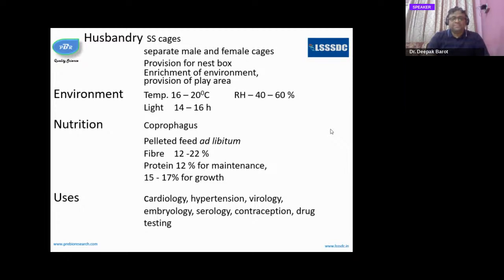Their feed, when you supply it, you have to make sure that it has 12 to 22% of fiber and minimum 12% of protein for their maintenance. And if they are in a growing phase, then up to 15 to 70% you can keep them for growing. Where are they used? As I said, for virology, for hypertension, for cardiology, embryology, serology, a lot of antibody collection we do. So for drug testing, rabbits can be used.